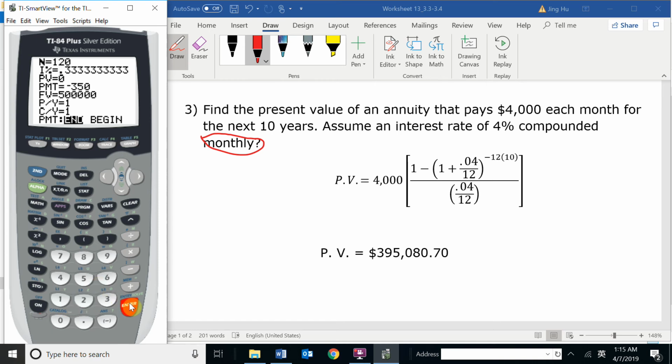Enter. So the present value we need to calculate. So let's go down. The payment first is negative 4,000, and the future value we don't need, so reset it as 0. Now let's go back to the present value, cover the 0, press alpha, enter. So we get the present value.